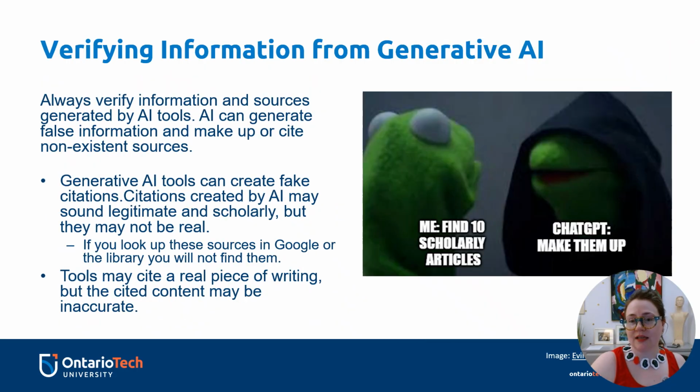Whenever generative AI is used, it is also important to verify information since those tools can create false information. Generative AI tools can create fake citations that may sound legitimate and scholarly, but if you look at the source or look it up using the library website or search engine, you will not find them. In the same way, generative AI may reference a real resource, but the summary of the information attributed to the reference may not be accurate. Always remember to evaluate and verify your sources.